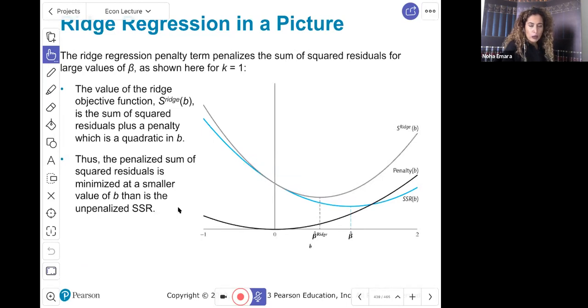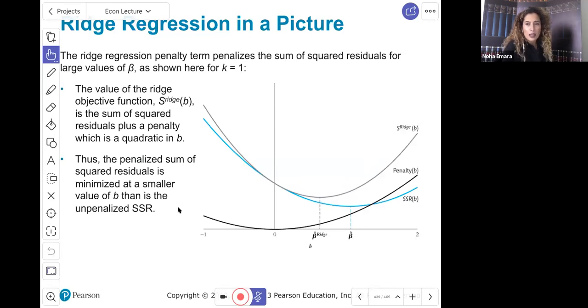So my question would be, okay, when can I stop? Like what is the optimal value of the beta? The optimal value of the beta is the one that minimizes the line, right? Which is the one on the minimum point of the line. So as you can see, the beta hat ridge is smaller than the beta hat under OLS. And this makes sense because the beta ridge has a penalty attached.